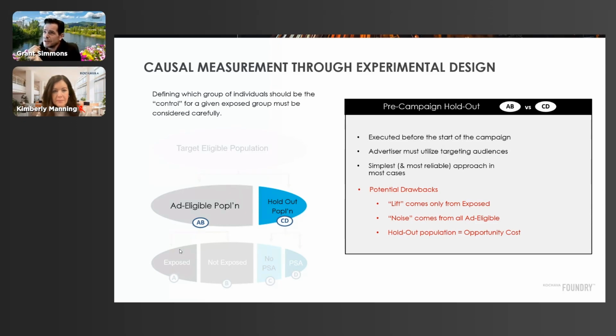and realize that there's real opportunity cost. You could have marketed to the entire target eligible population. You knowingly decided to put a chunk on the shelf, and then the comparisons we can make between there are a little loose. So that's the pre-campaign holdout.